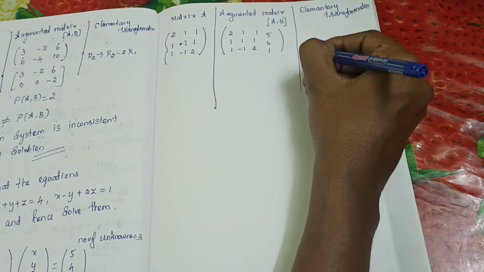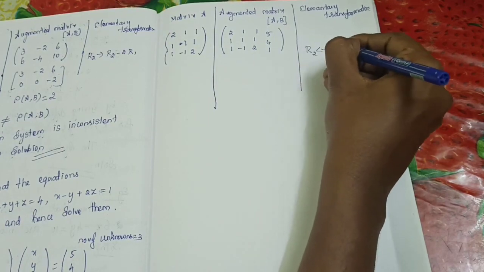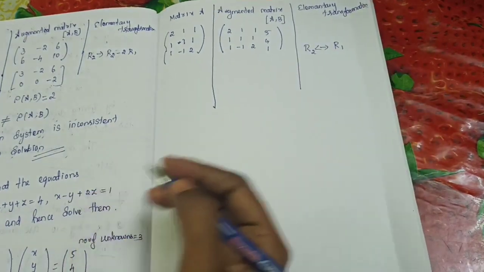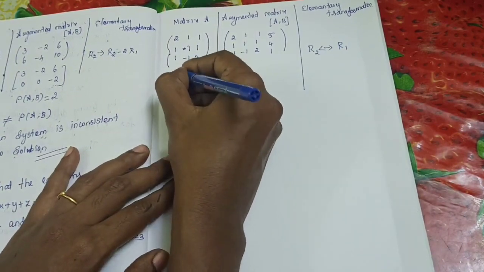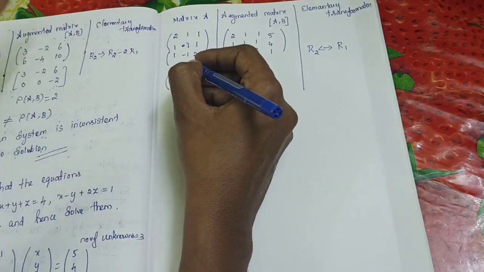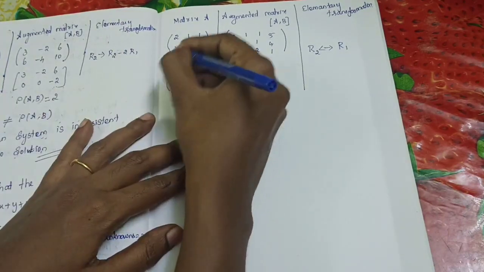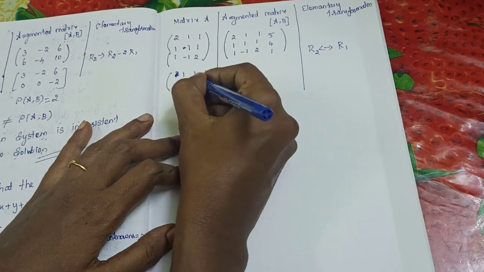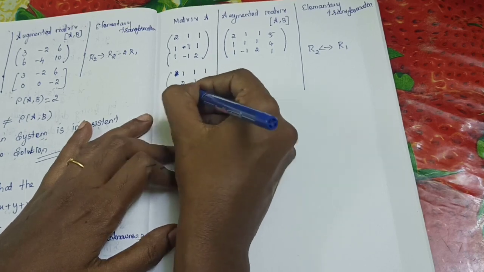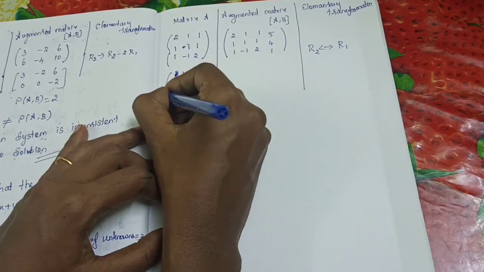So to avoid that, I am going to interchange R1 and R2. Understand? So let's interchange R1 and R2 first. So here 2, 1, 1, 1. So that one will come to the next row, and this will go up. So 1, 1, 1. Next row 2, 1, 1. Next row 1, minus 1, 2.